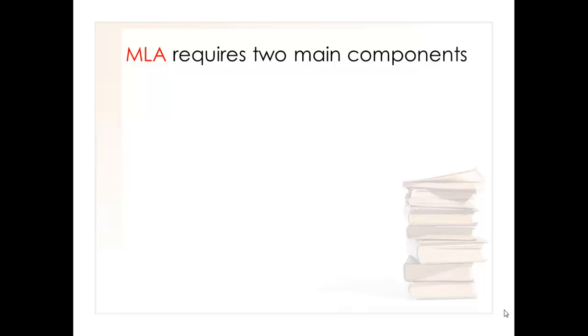Now that we know the basics of MLA, the easiest way to approach this is to realize that there are two main components whenever you document an outside source using MLA. The first is what's called an in-text citation, and I'll detail these in just a moment. But very basically, an in-text citation is usually a quotation or a paraphrase that's within your actual essay.